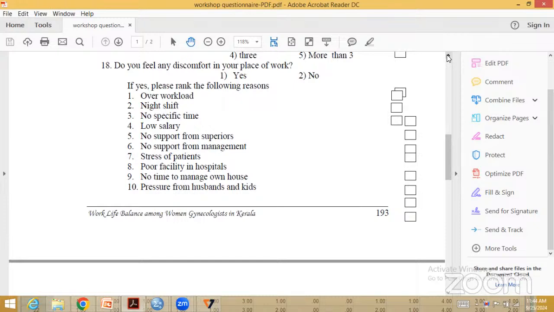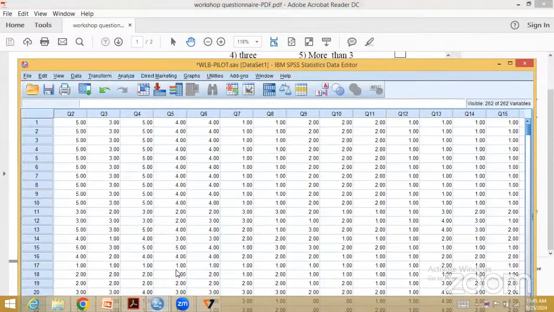So what is our hypothesis? There is no significant difference in the reason for discomfort of working women gynecologists in their hospital. This is a hypothesis. So for that purpose, we take all the 12 variables as a bundle. As a bundle, we select all the 12 variables.